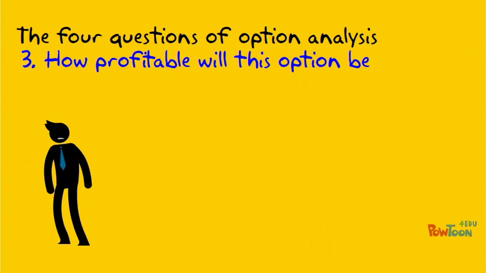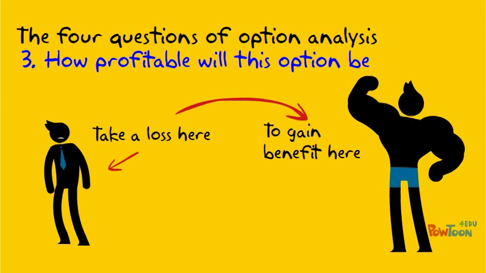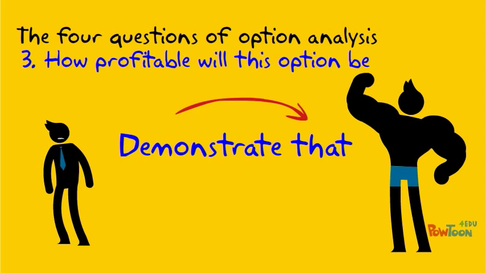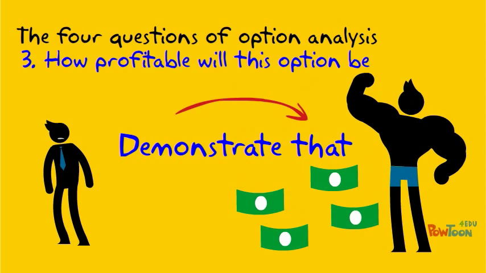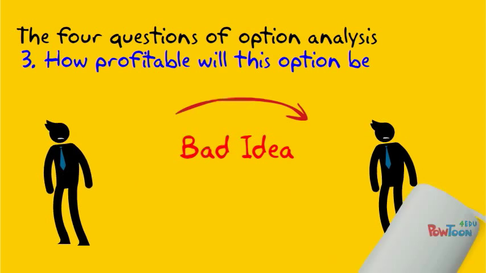Sometimes maybe you might choose an option that earns a loss because that option will give you a greater benefit in another area of the business. Well, if that's the case, then you must demonstrate that. Show me the benefit. If there's no net benefit, then the option's a bad idea.